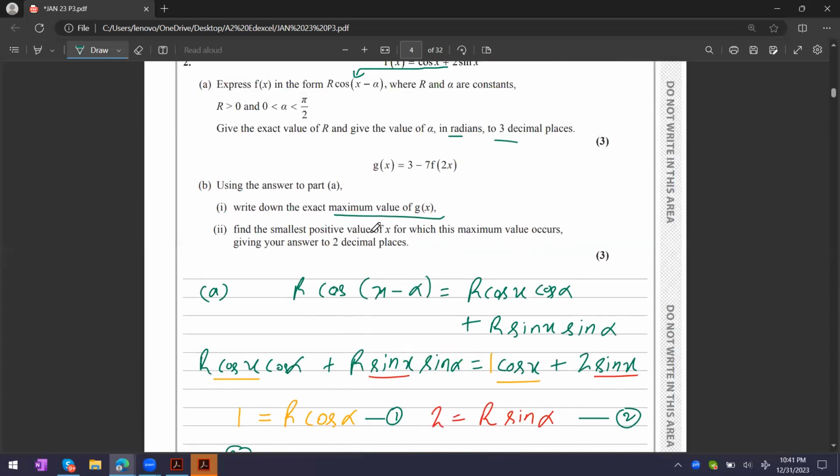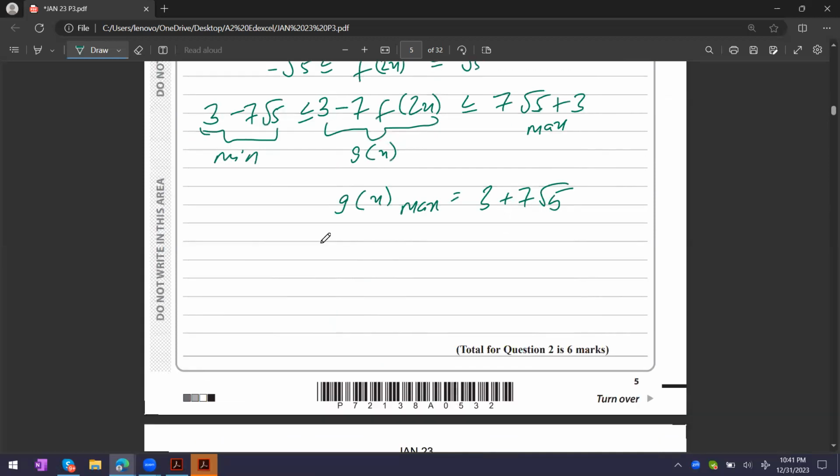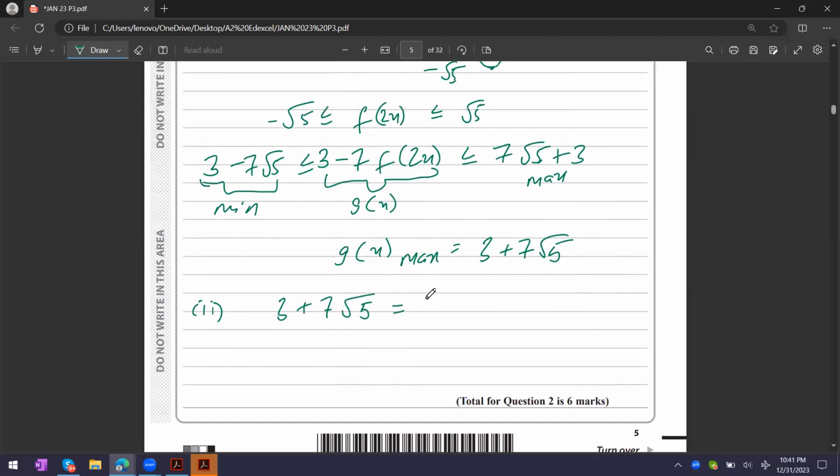One more part we have here. Find the smallest positive value of x for which this maximum value occurs, correct to two decimal places. So we need to now solve for x. This maximum value is given already, and we need to find this x. So in other words, for part B part 2, 3 plus 7 root 5 is equal to the function 3 minus 7 f of 2x. We need to do some steps to solve for x here.